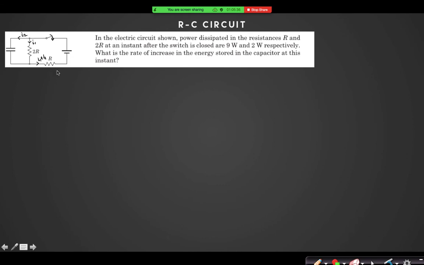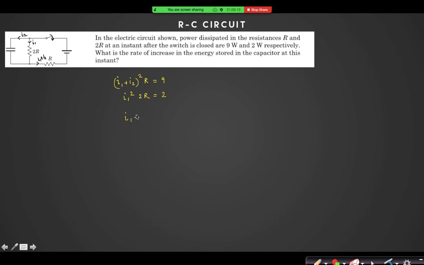Yes. According to your question, it says that I1 square R, I1 plus I2 whole square R is equal to 9 watt, and I1 square 2R is equal to 2 watt. Yes or no? Yes, sir. So from there I can do one thing.